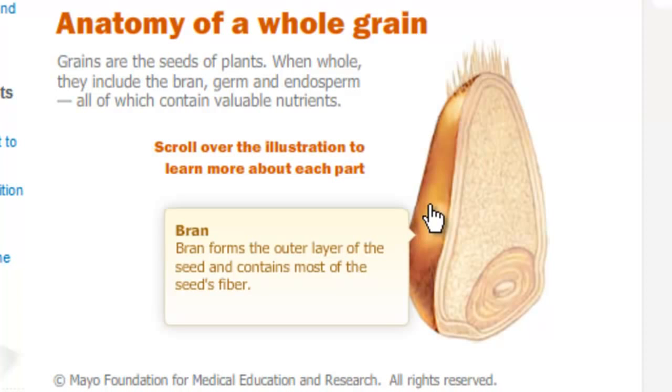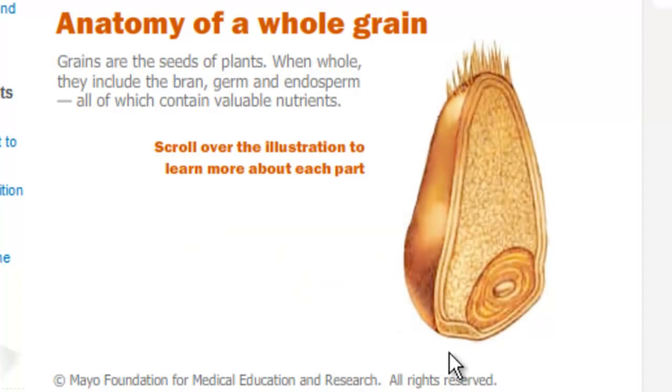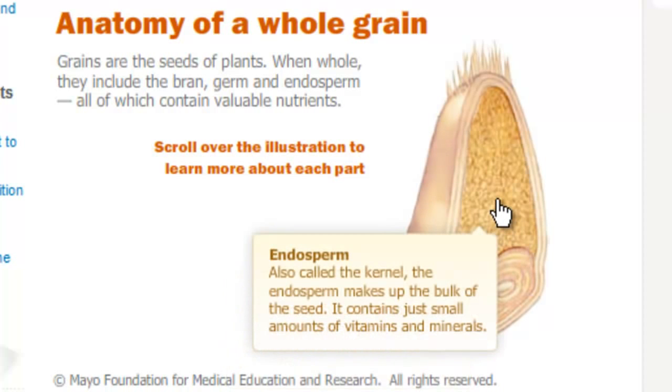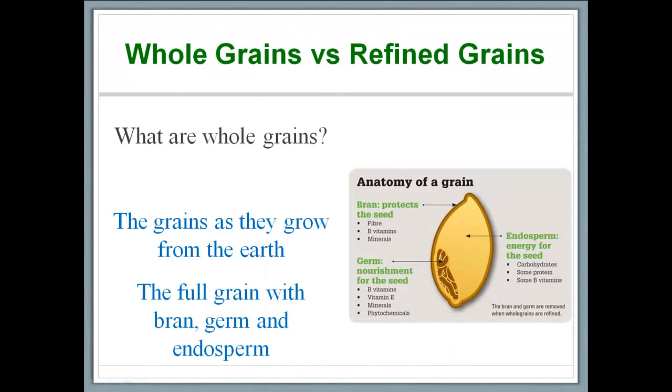It contains some important minerals and vitamins and also contains most of the seed's fiber. Fiber is needed to prevent constipation. The second component of the whole grain is the germ. That's the germ right there, which is also the reproductive kernel of the seed. The germ contains many helpful minerals and vitamins that our body needs. And finally, that's the endosperm. The endosperm makes up the bulk of the seed, and this is the part of the seed that provides us with the stored energy.